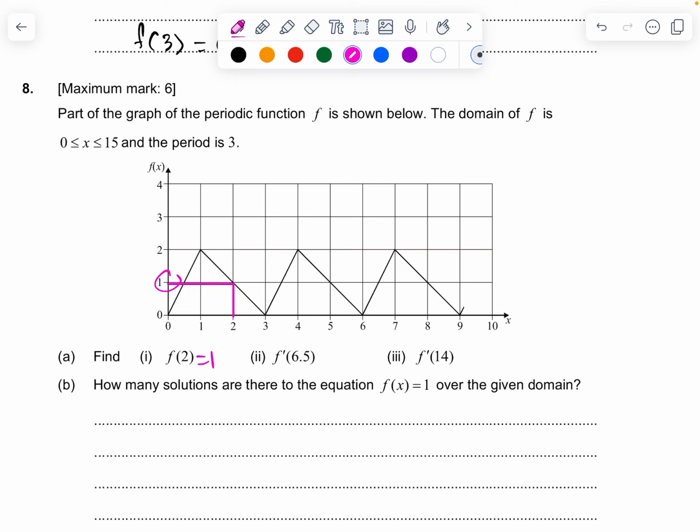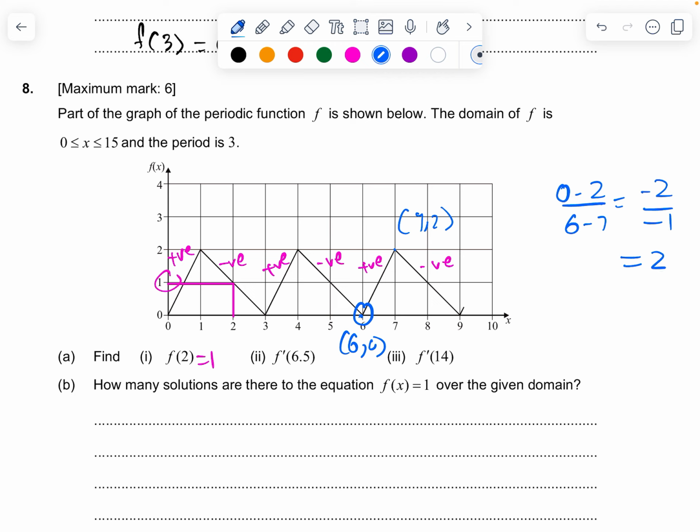F prime of 6.5. So there is a positive gradient, negative gradient, positive gradient, negative gradient, positive gradient, and negative gradient. So 6.5 comes in this range, so it is going to be a positive gradient. This point is 6 comma 0, this point is 7 comma 2. So y2 minus y1 by x2 minus x1, 2 by 1, which is 2. So 2 is going to be the gradient.